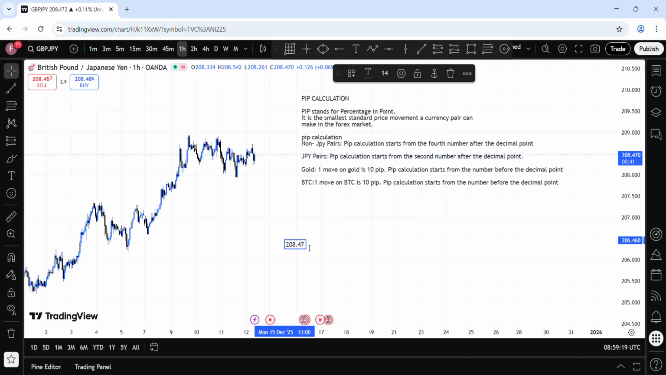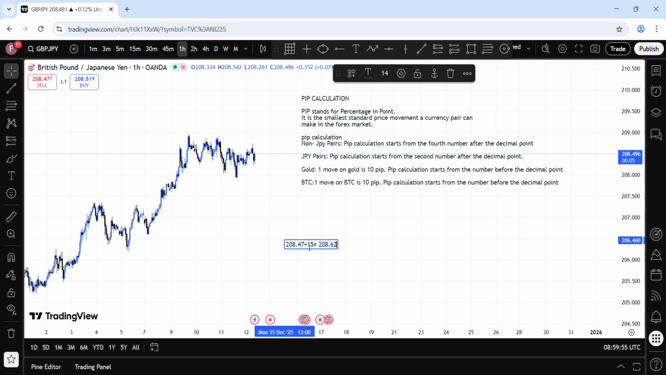So now if we want to say the market will move 15 pips forward, what will be the new market price? 15 pips forward, you add. So it will be plus 15, and our calculation starts from the second number after the decimal place. So the current market price will now be 208.47 plus 15, which is 208.62. It's just simple maths.